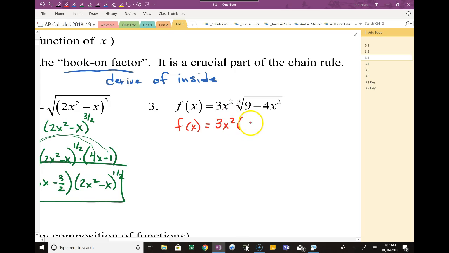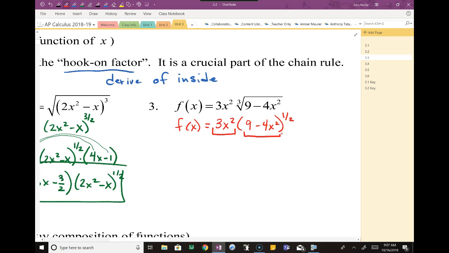To the 1/3. Okay, so this is one where I have two pieces that are being multiplied. So this is going to be a chain rule within a product rule. Do you see that I have a first? My first piece is the 3x squared, and my second piece is this quantity.